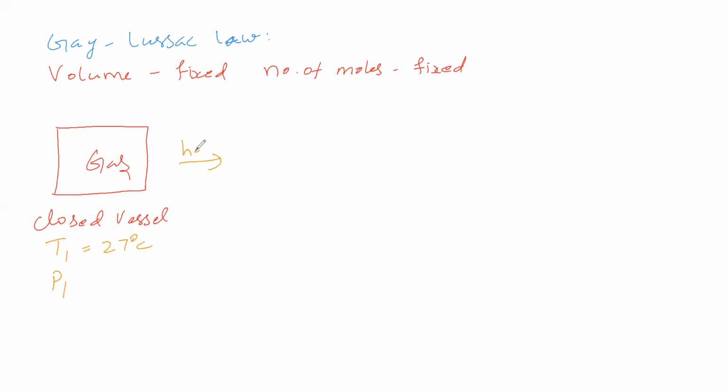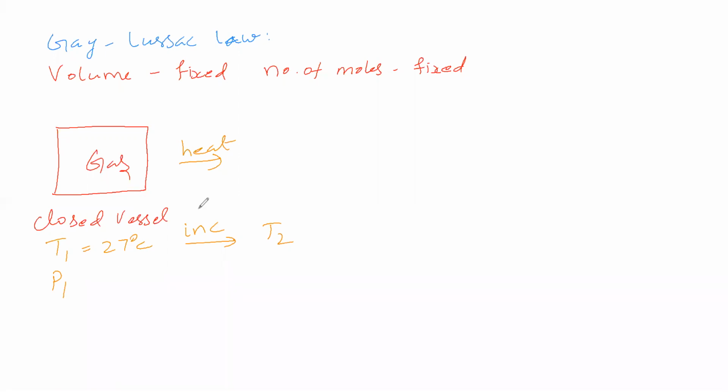Now let us apply heat to this gas. You are supplying heat, so the gas will absorb it, certainly. So the gas is absorbing heat. What happens to its kinetic energy? It rises. Kinetic energy rises means temperature rises. So the temperature becomes T2. What happened to the temperature? It increases. Why does it increase? Because we supplied heat.